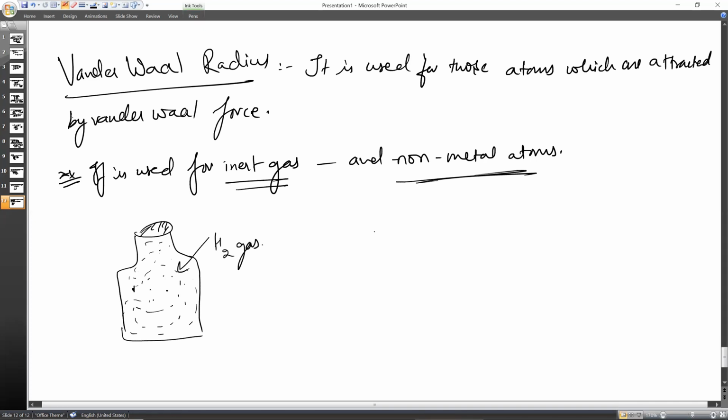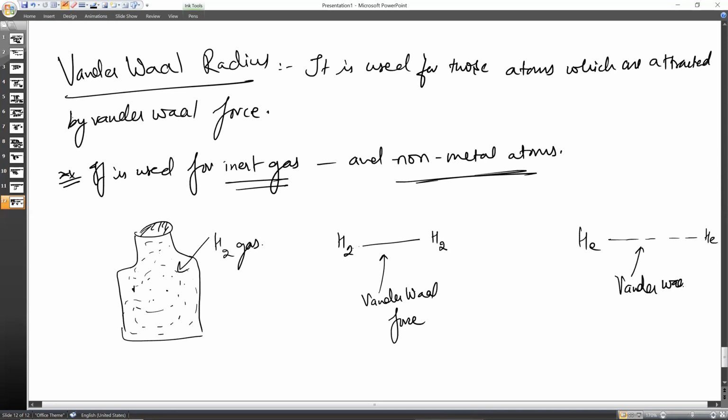If one H2 molecule is attracted by another H2 molecule, the force between these two molecules is considered to be van der Waals force. The force between two different atoms is considered to be van der Waals force. Like in helium, one He atom and another He atom, this is also considered to be van der Waals force. Noted? Should I move forward?